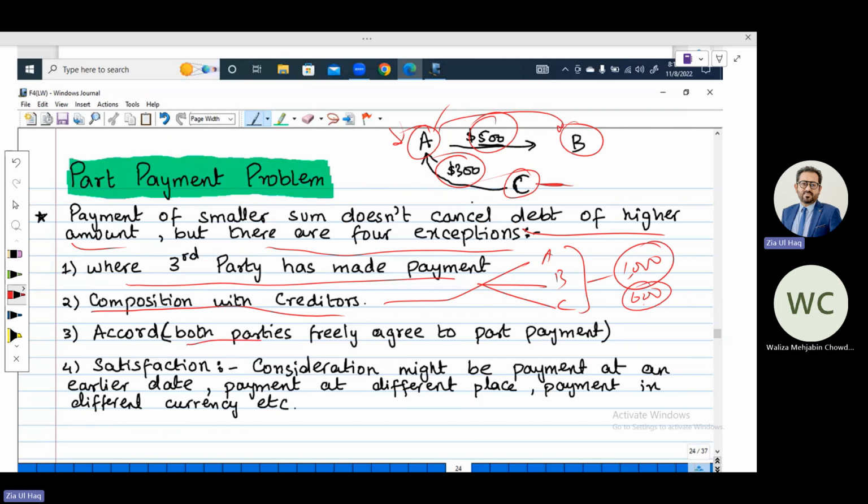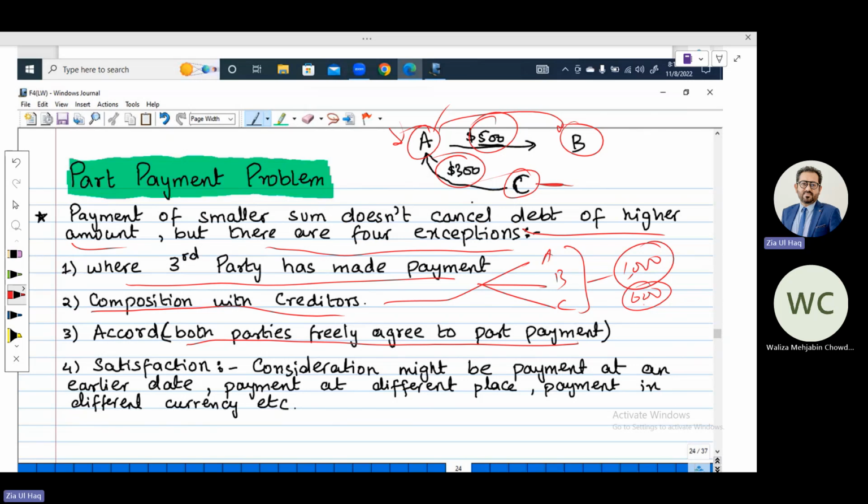Accord is where both parties agree with each other. If A agrees, okay, give me 300, that's fine, our contract is cancelled. In that case, a smaller amount can cancel the larger amount. Otherwise, a smaller amount cannot cancel the larger debt. But in case a third party makes a payment of a smaller amount, this will cancel the larger debt.